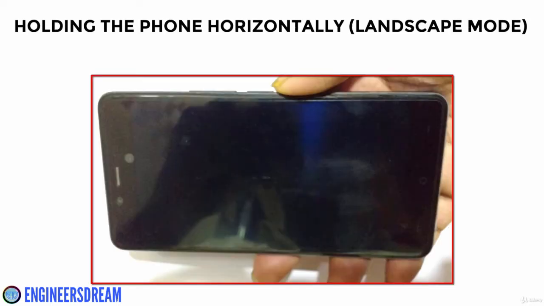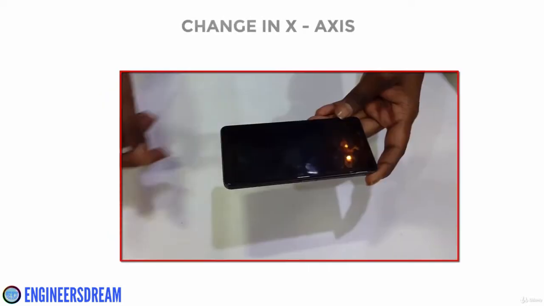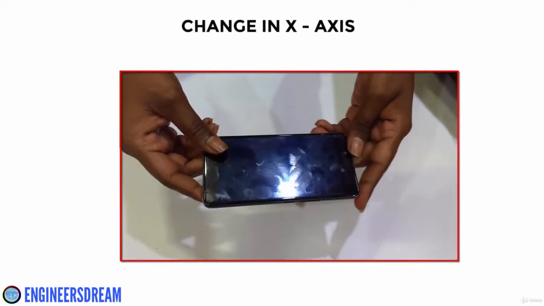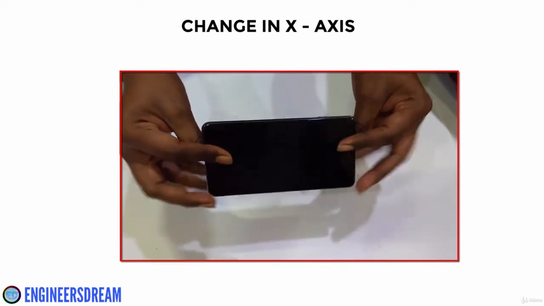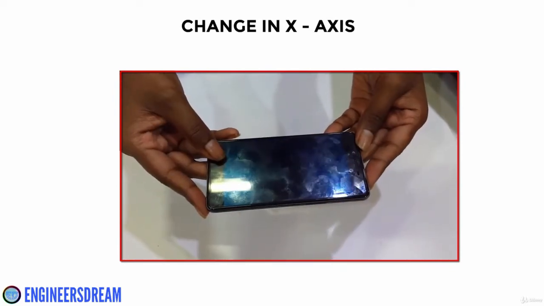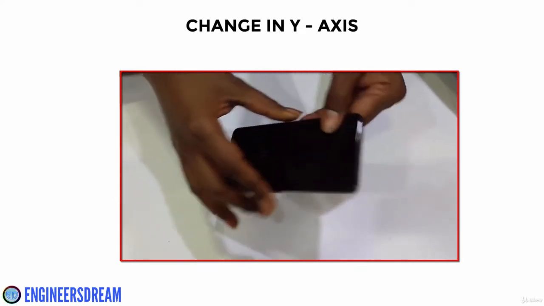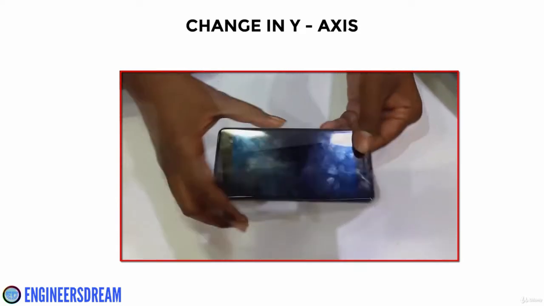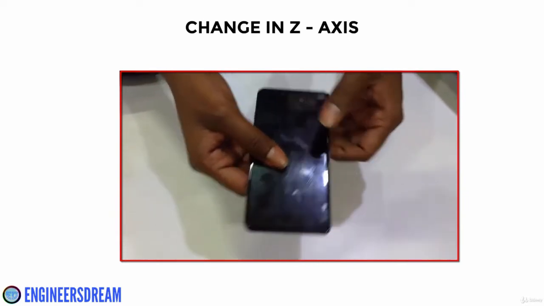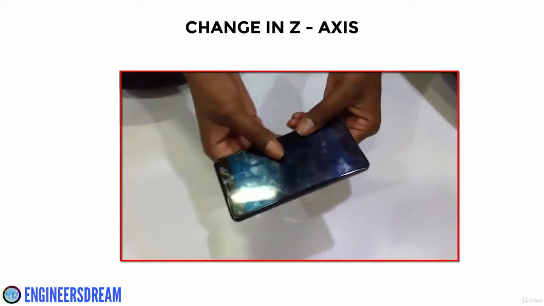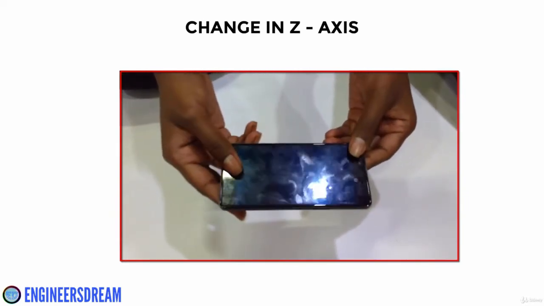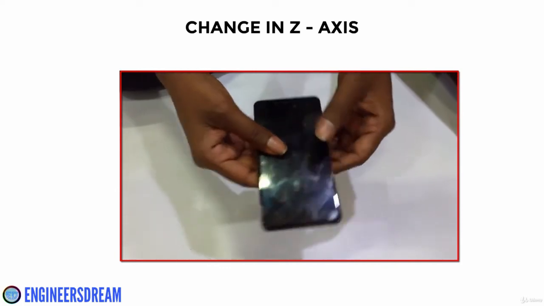So, for example, if you hold your smartphone horizontally like this and start moving it, then whenever you turn your smartphone in this manner, there is a change in the X-axis of the smartphone's accelerometer. If you flip your phone in this manner, then there is a change in the Y-axis. Similarly, if you turn your phone horizontally like this, then there is a change in the Z-axis.